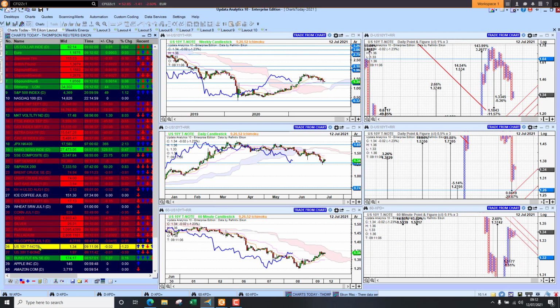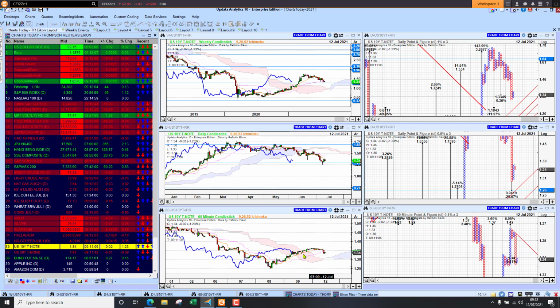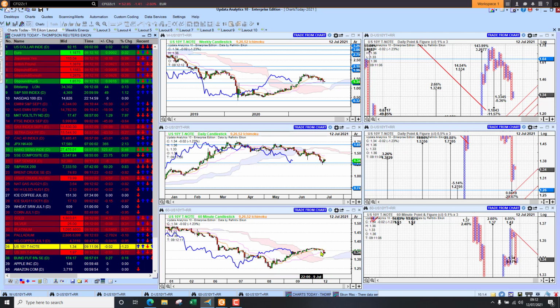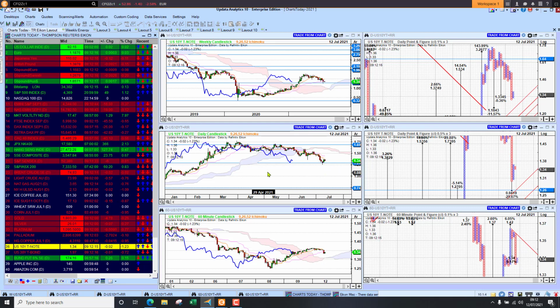US 10-year yields falling back this morning, but we did recover off that low of 1.25%. So interestingly, we've got this push back into the short-term bullish territory, but we need to hold that 125 level that we saw last week.